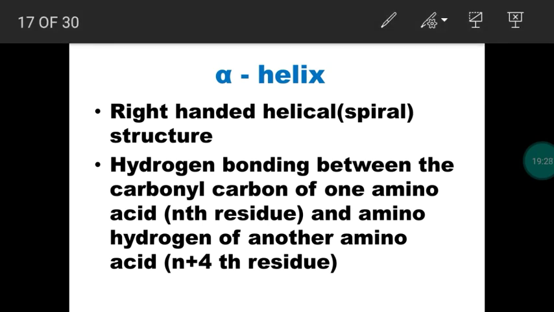We take this one. So hydrogen bonding will be between nth and n plus 4. That means what? First amino acid is called nth and the fifth amino acid is called n plus 4th. So 1 plus 4 is nothing but what? 5. So between the first and the fifth amino acids, there will be hydrogen bonding in the helical structure. So first amino acid is considered as nth. Then fifth one is nothing but what? N plus 4. Instead of n, if you substitute 1, you will get number 5.